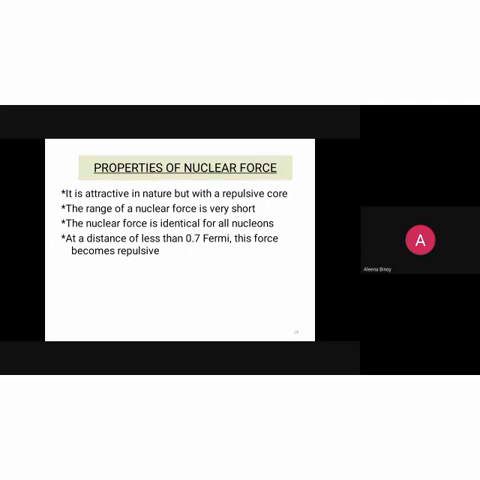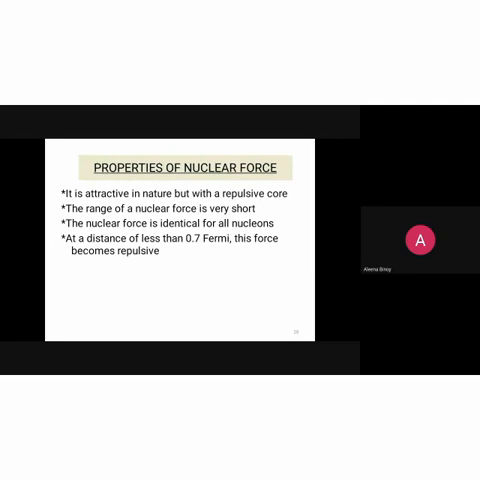Okay, properties of nuclear force. The first property is that it is attractive in nature but with a repulsive core. When we gave the definition of nuclear force, it was said that nuclear force is a strong attractive force. So it is attractive, but with a repulsive core. The nucleus is made up of protons and neutrons, and there will be more than one proton, and each proton is positively charged, and like charges repel each other. So the protons must feel a repulsive force from the other neighboring protons. So it is attractive in nature, but with a repulsive core.